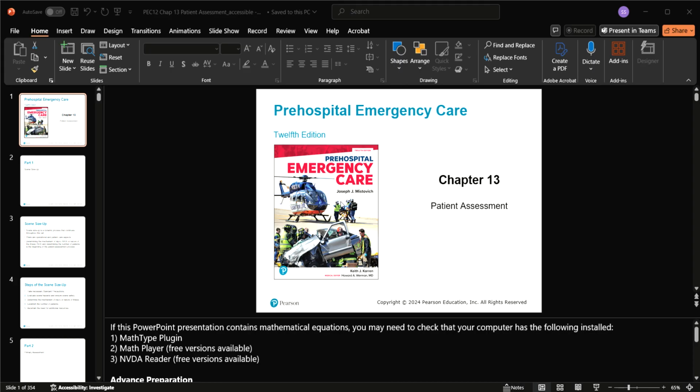Additional resources. Okay, 2 more. The number of patients present. And MOI versus NOI. What's MOI? MOI is mechanism of injury, NOI being nature of illness.